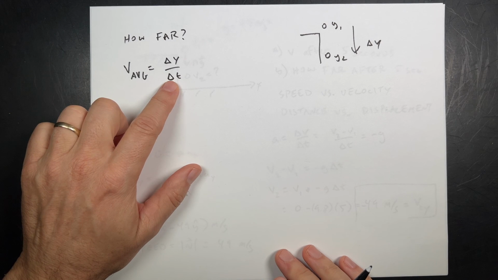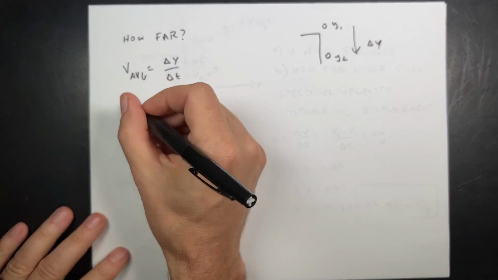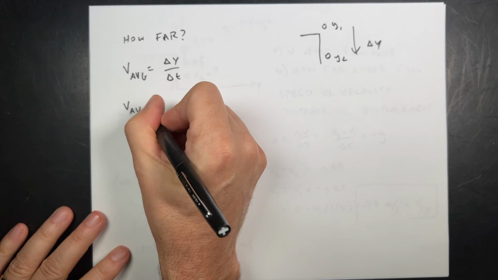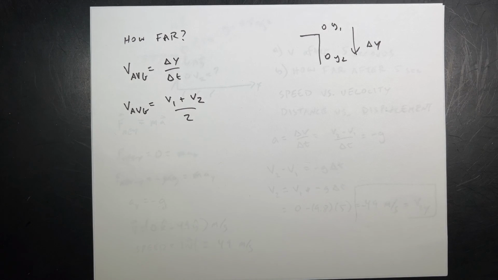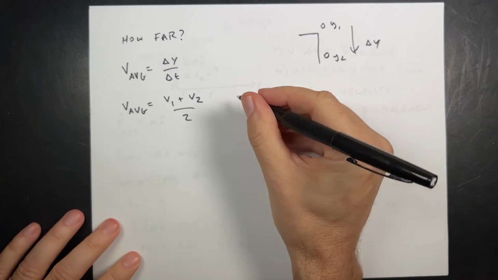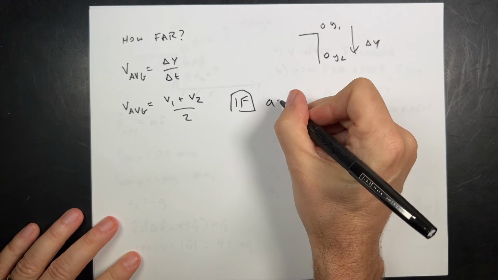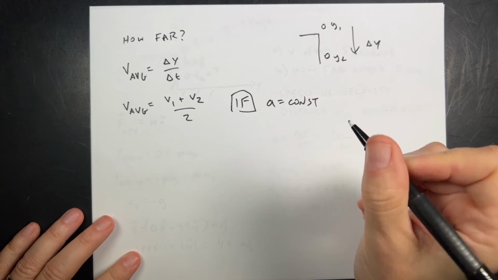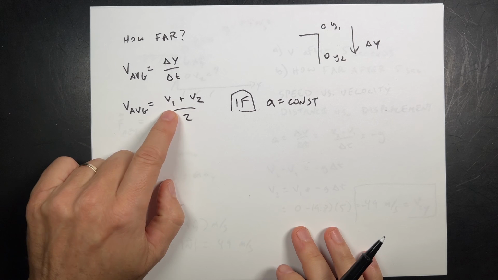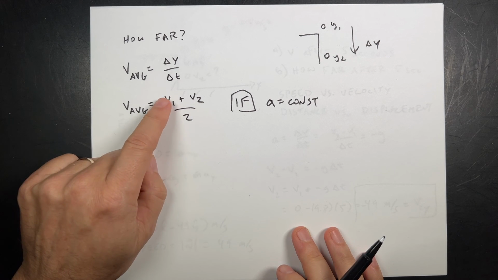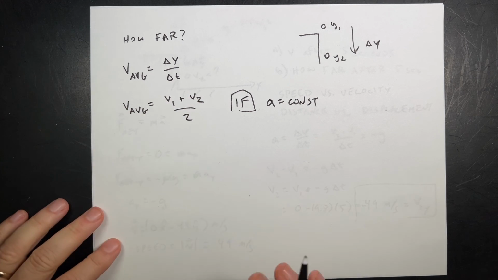So I know the time interval delta t is 5 seconds. But what's the average velocity? Well, here I could say v average is v1 plus v2 over 2. You can literally just average a velocity if a equals a constant. So if it's a constant acceleration problem, which is most of the ones you're going to do, you can just do this. Remember, I know the initial velocity is 0. I know the final velocity is negative 49. So I can find the average velocity.